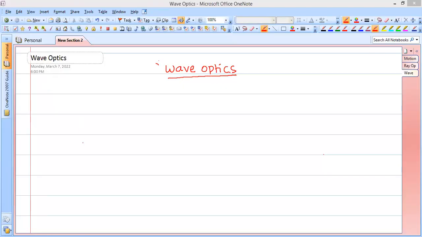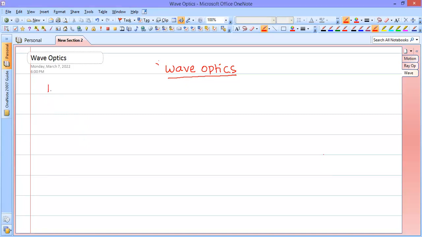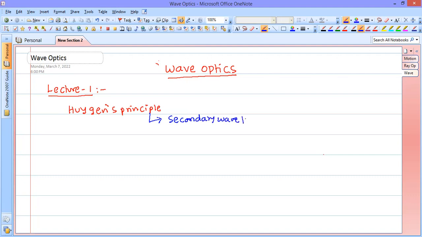So in this wave optics, firstly, we are having the Huygens principle. In the Huygens principle, we are going to introduce the secondary wave front. Wave front.